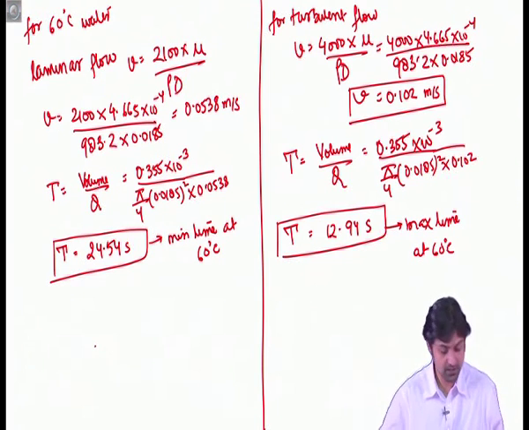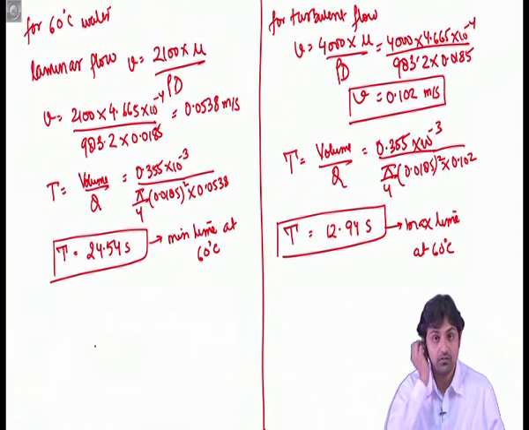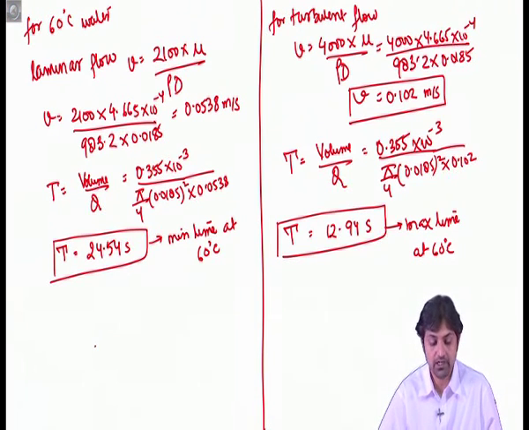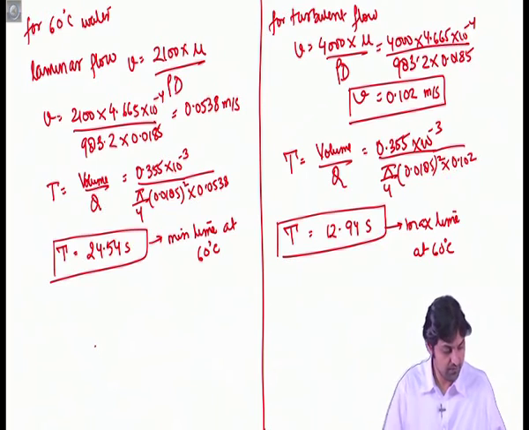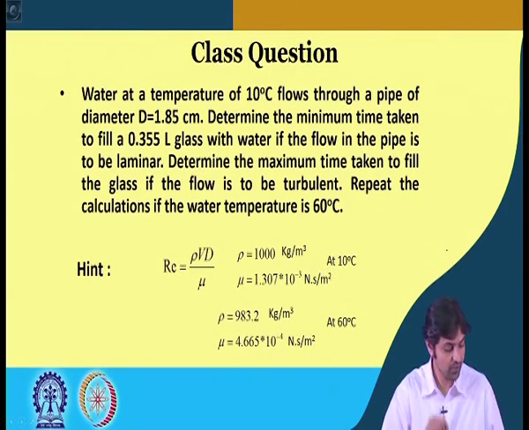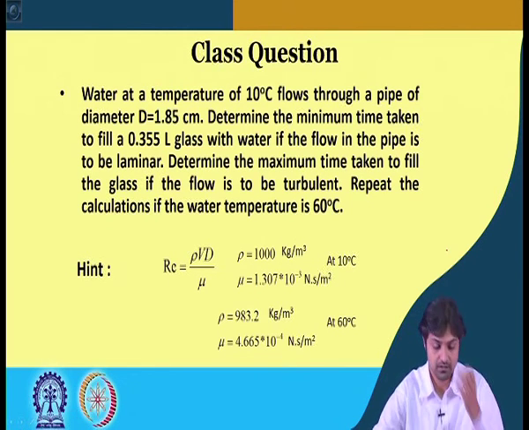So this was one simple question that we solved with the application of laminar and turbulent boundary values. But the rest of the concepts of the Reynolds number, what is the formula, and other things remain the same. So after this we will go back to our lectures, the slides.